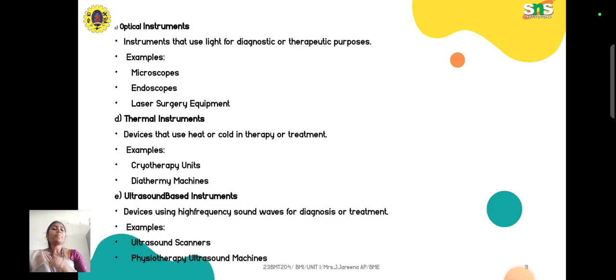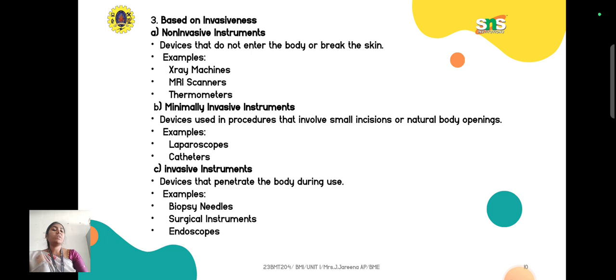And as I said, we have other sets of energy. One is light, another is heat or temperature, and the fourth is ultrasound or electromagnetic radiation. Based on that, we have other classifications like optical instruments, thermal instruments, and ultrasound based instruments. Examples are the optical microscope and endoscope; for thermal, cryotherapy and diathermy; and for ultrasound based instruments, ultrasound scanners or physiotherapy ultrasound machines. So these are based on energy.